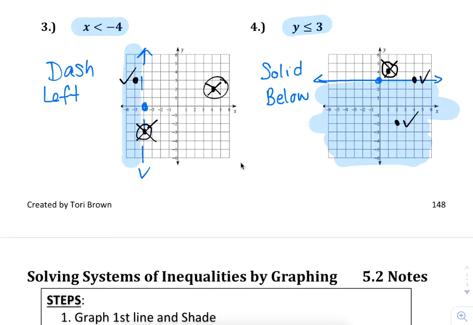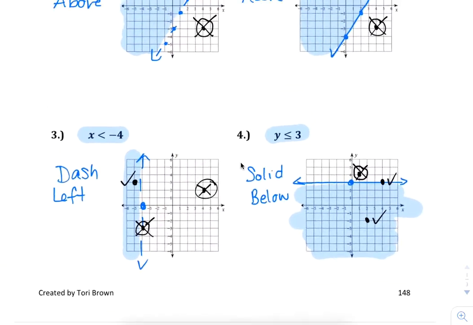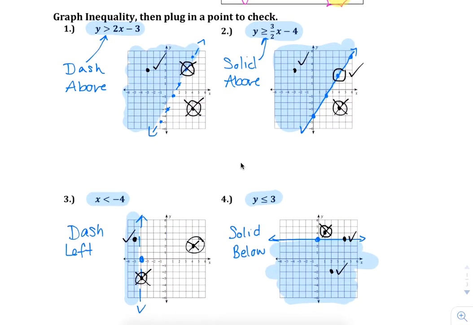If you need to go back and look at anything on this page, I'm going to zoom out real quick. You can pause it, write down what you need. I'll meet you on the next page.